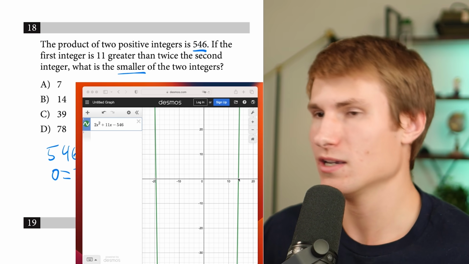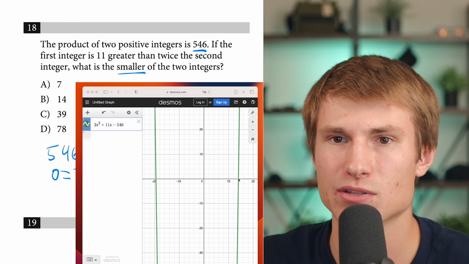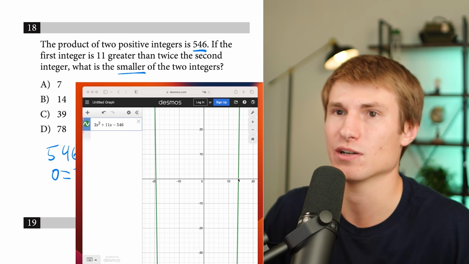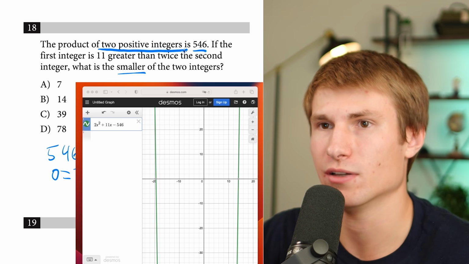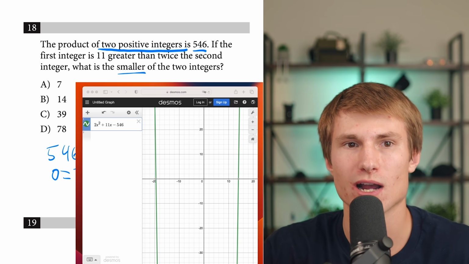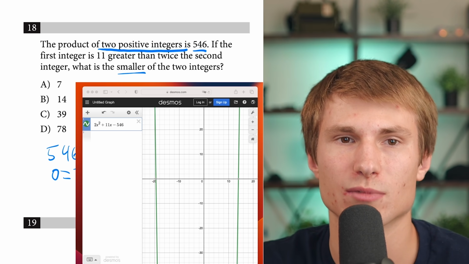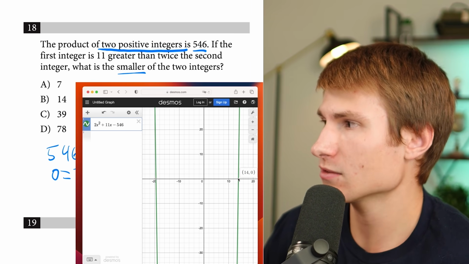And now it's very easy to actually solve for where it equals 0, because it equals 0 where it crosses the x-axis. And as you can see, there are 2 points, but we are only able to use one of them. The reason why is that we have to remember that the product is of two positive integers. So yes, there are two values where this equation will equal 0, but ultimately there's only one that is a positive value, and that is going to be at 14.